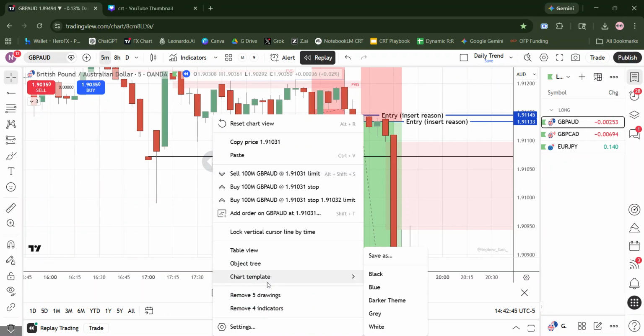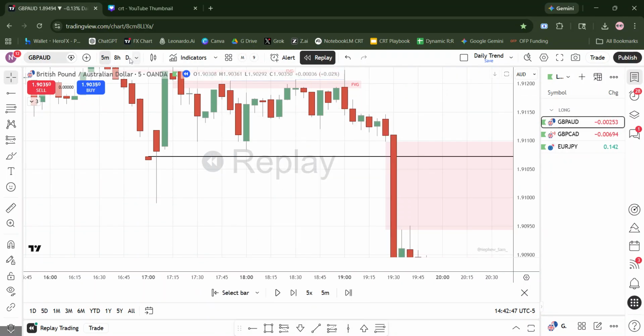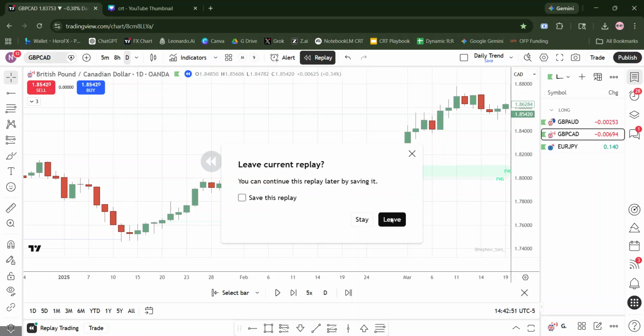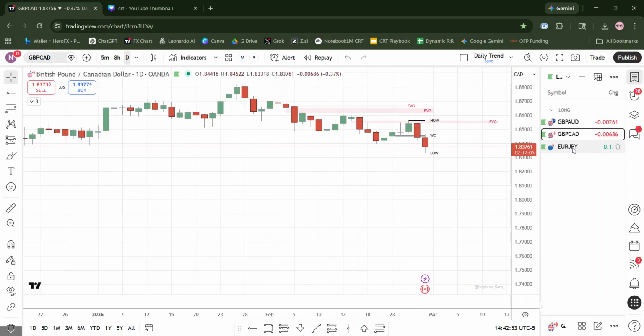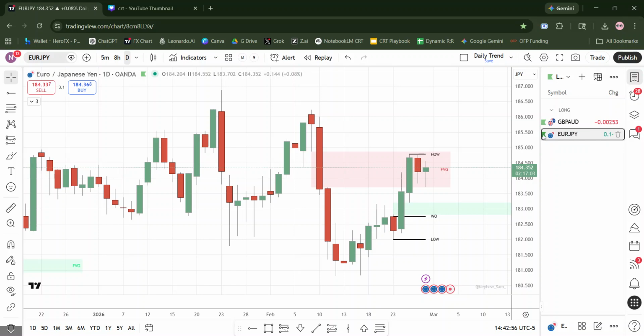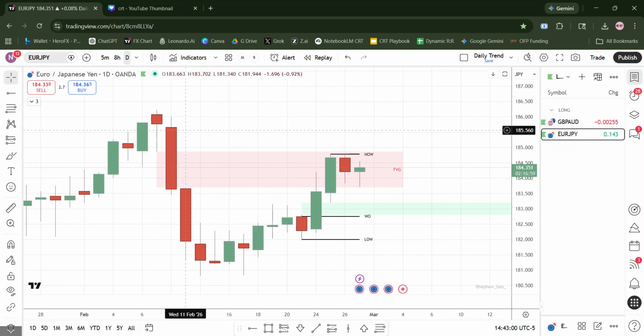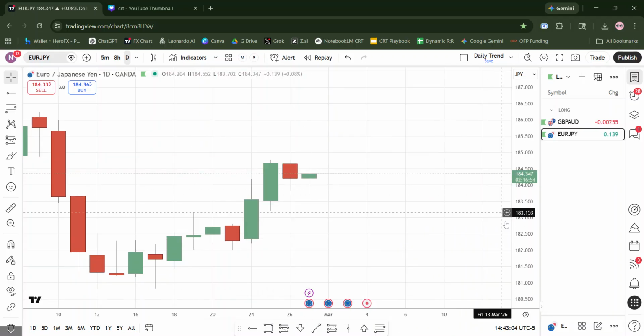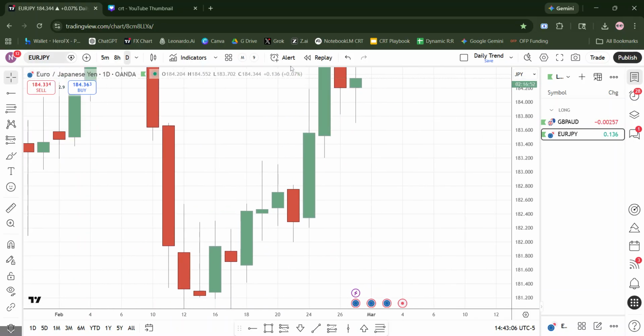So we'll get rid of all this. Let's go to pound CAD. Well, actually, you know what? That's short too. So let's just do euro dollar, because this is a long example. All right, so not euro dollar, but euro yen. Let's get rid of all these indicators here real quick, and then we'll do the basic one.